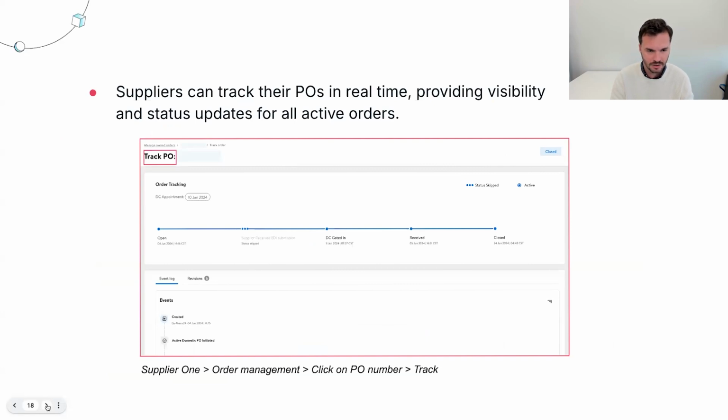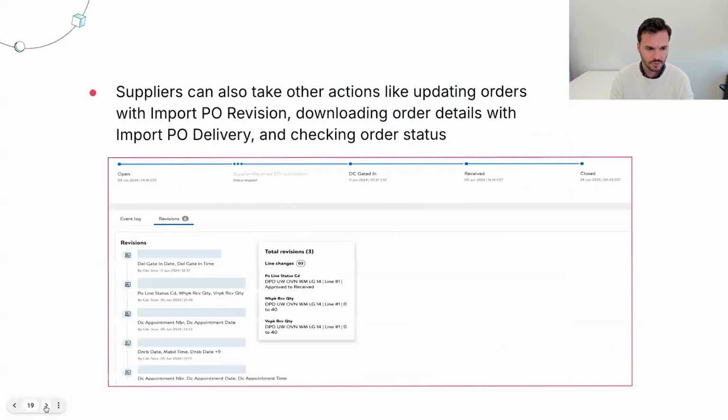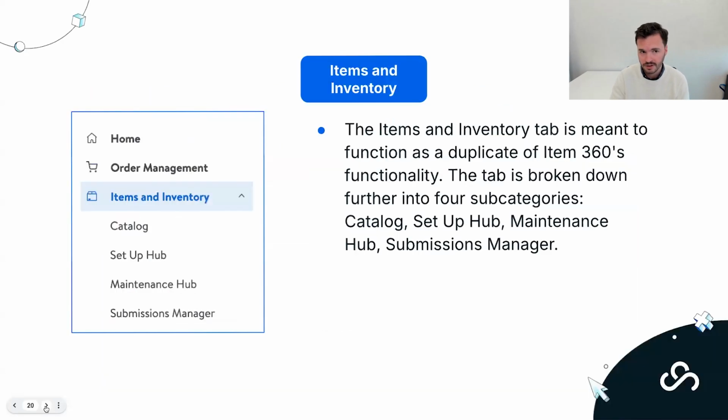We've got the pathway to get to looking at those right there. You've got to click on the individual PO. Suppliers can also take other actions like you can update orders with import PO revision, and you can download order details with import PO delivery, as well as, of course, checking on that order status. So a lot like Nova, a lot like what would be going on there. That's all happening there. So that communication with Walmart about individual POs is what's going on there.